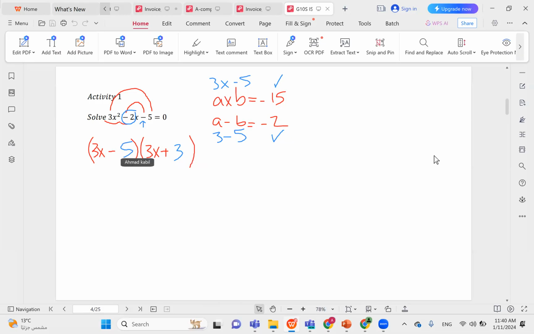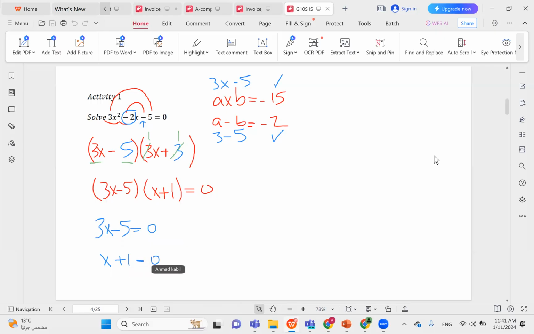Next, we proceed to simplify. 3 and 5 do not have a common factor. However, 3 and 3 become 1 and 1. So our brackets become x plus 1 multiplied by 3x minus 5 equal to 0. And then we solve each bracket on its own. So we have 3x minus 5 equals 0. x plus 1 equals 0.